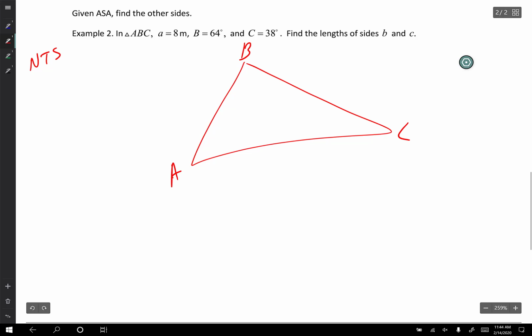Big A creates little a, that's 8. Big B creates little b, and big C creates little c. Angle C is 38 degrees. Angle B is 64 degrees.